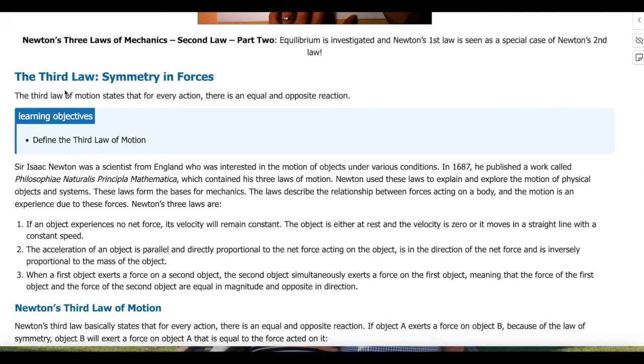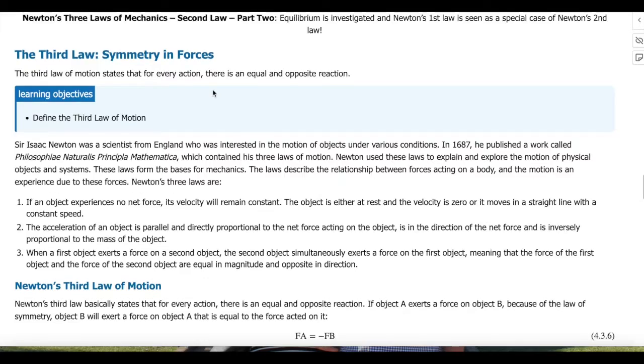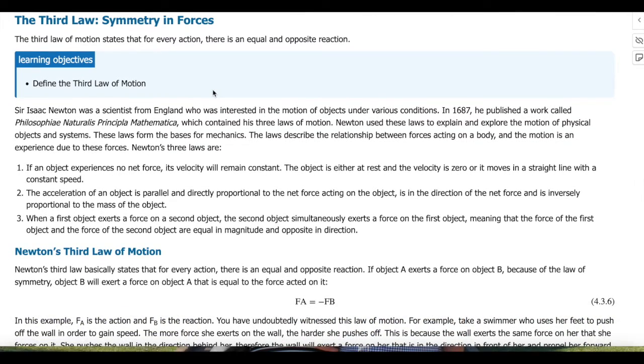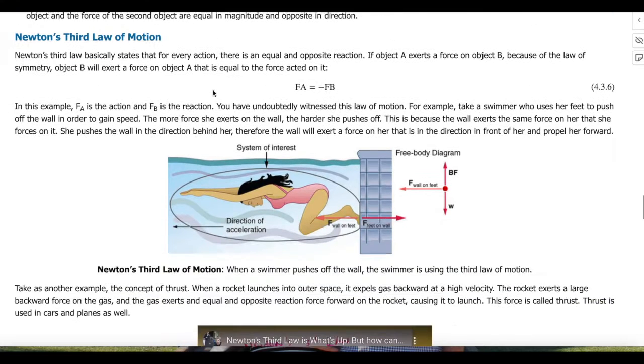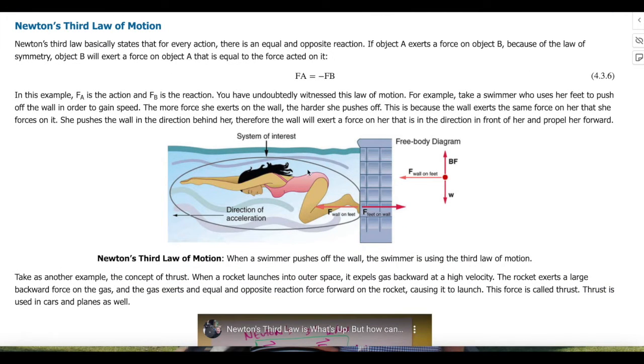The third law, the last of 3, because we said there are 3 laws of motion, is symmetry in forces. Now, we talked about what symmetry is, correct? All right. It's when things are the same on both sides. All right. And we have a picture. Who here has ever gone swimming? All right.